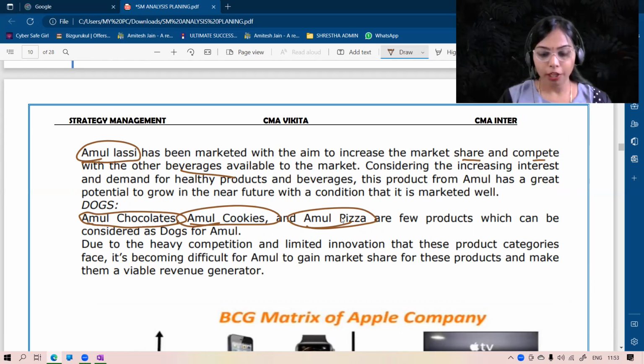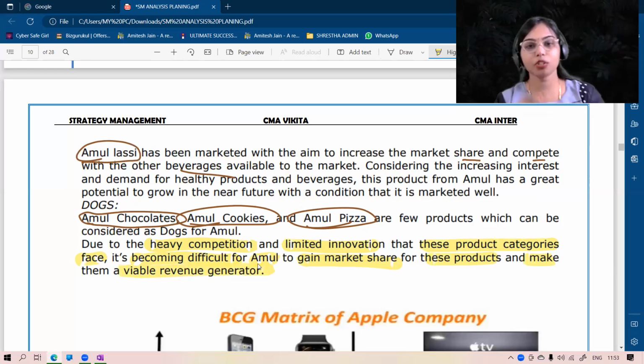Okay, now due to the heavy competition, you just have to write: due to the heavy competition and limited innovation, these product categories face difficulty in gaining market share, and these products do not make a viable revenue generator. Okay, so this is a way where you know about Amul.